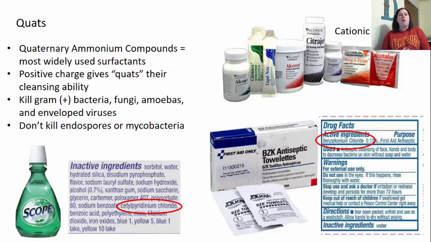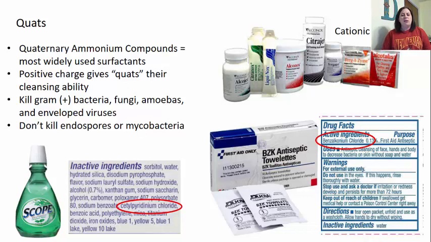The next group are the quats. These are the quaternary ammonium compounds. This is the most widely used type of surfactants. They have positive charged molecules, which gives the quats their cleansing ability. They actually are really good against killing gram-positive bacteria, fungi, amoebas, and enveloped viruses. However, they are not good against endospores or mycobacteria. They do not take care of those.